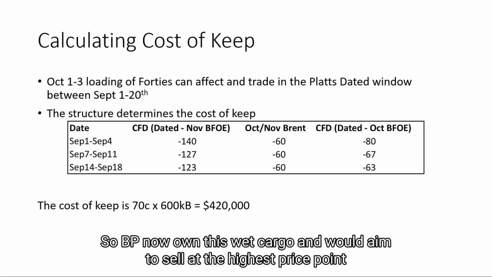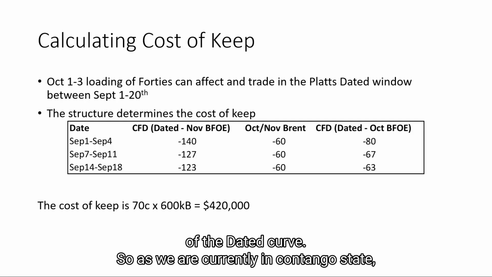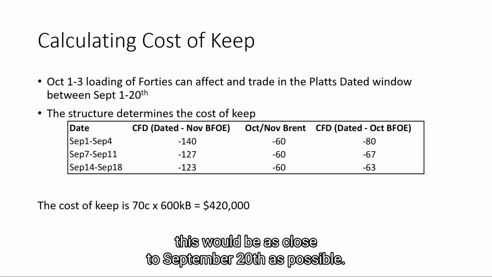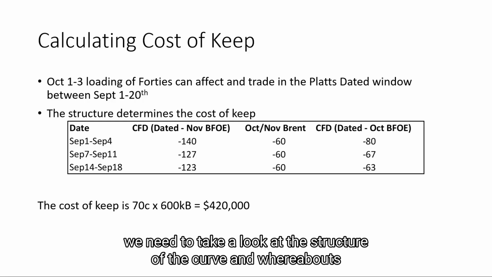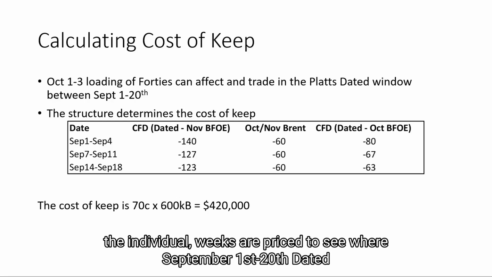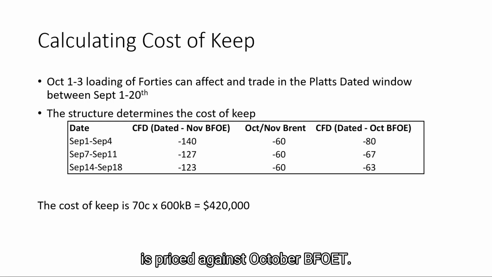So BP now own this wet cargo and would aim to sell at the highest price point of the dated curve. So as we're currently in contango state, this would be as close to September the 20th as possible. So here, as demonstrated, we need to take a look at the structure of the curve and whereabouts the individual weeks are priced to see where September the 1st to the 20th of dated is priced against October BFOET.